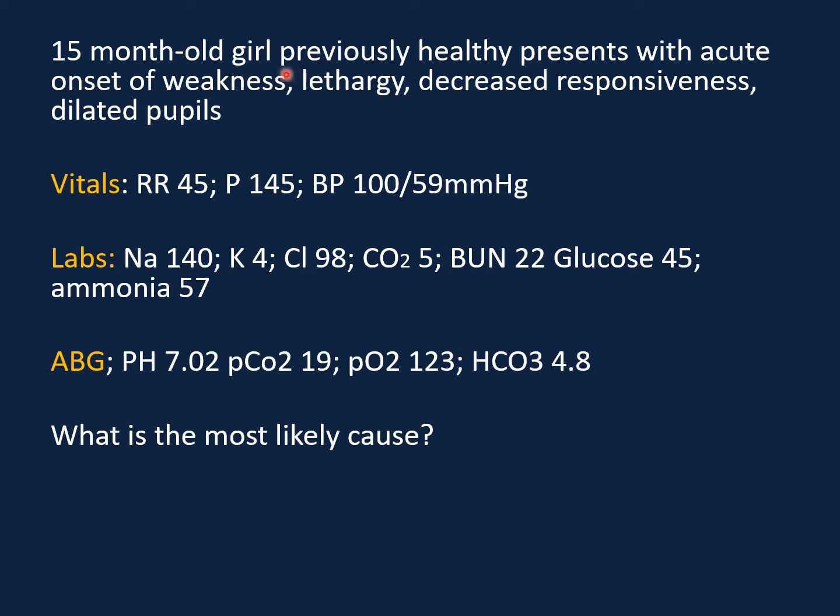This is a 15-month-old girl, previously healthy, presenting with acute onset of weakness, lethargy, decreased responsiveness, and dilated pupils. Vital signs: respiratory rate 45, pulse 145, blood pressure is normal. The sodium is 140, potassium is 4, chloride is 98, bicarb is 5, BUN is 22, glucose 45, and ammonia level is 57. The ABG: the pH is 7.02, very acidotic. The CO2 is 19, the oxygen is 123, and the bicarb is 4.8. What is the most likely cause of this presentation?